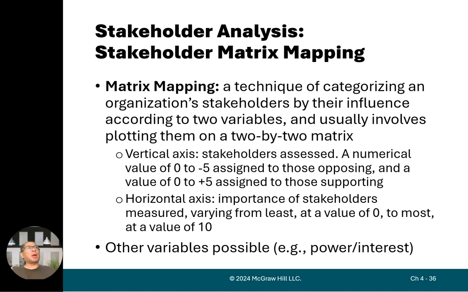The stakeholder analysis of mapping. This is what you're going to do. It is a technique based on categorizing the organization's stakeholders by two influencing variables, and usually involves plotting them on a 2x2 matrix. This uses much more like graphics and charts. The vertical axis is based on stakeholder assessment, and the horizontal axis is based on the importance of stakeholders. Okay, it can vary. Other variables are possible, just of interest. Okay, let's look at the importance matrix.